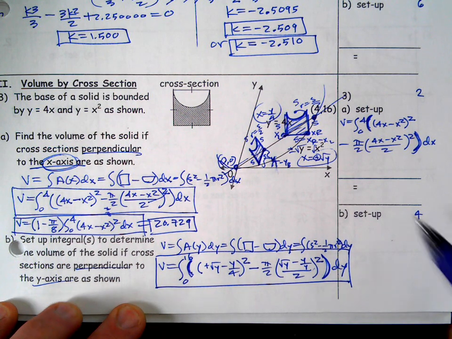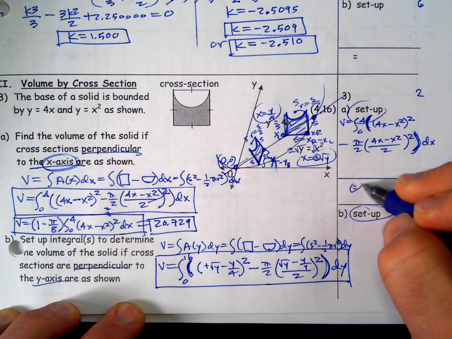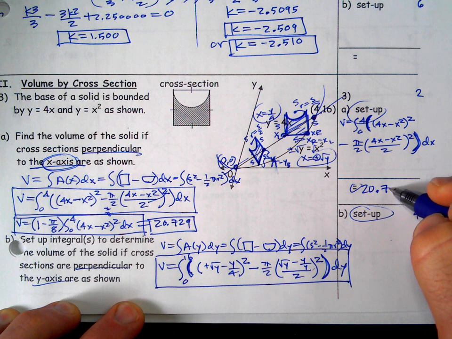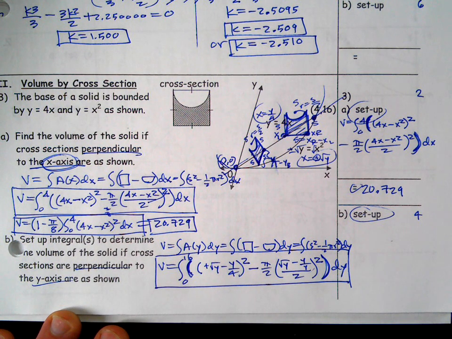Now, some of these I don't ask you, I just ask you for the setup. And some of them I ask you for the equals. What's the answer? So that's volume by cross-section, vertical slices, horizontal slices.